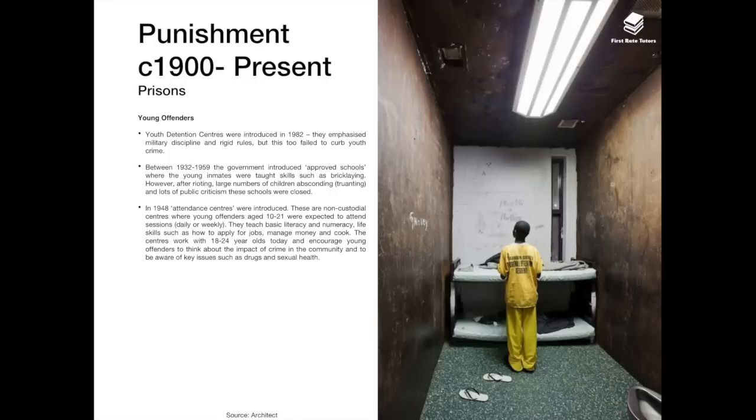In 1948, attendance centers were introduced. These were non-custodial centers where young offenders aged 10 to 21 were expected to attend sessions daily or weekly. They teach basic literacy and numeracy, and life skills such as how to apply for jobs, manage money, and cook. The centers work with 18 to 24-year-olds today and encourage young offenders to think about the impact of crime in the community and to be aware of key issues such as drugs and sexual health.